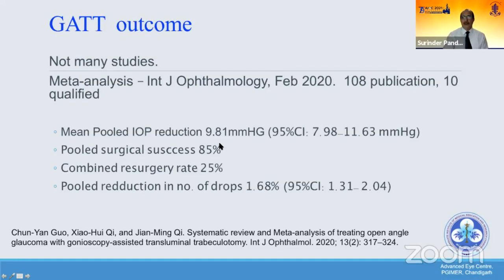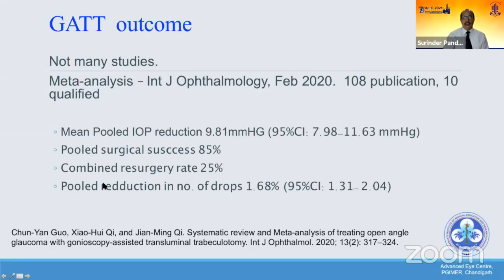IOP reduction of more than 20% and IOP less than 21 millimeters of mercury, with or without drugs. So the pooled success rate is over 80%, about 85%. And combined for this data, the resurgery rate was 25%. So it's pretty good results actually.